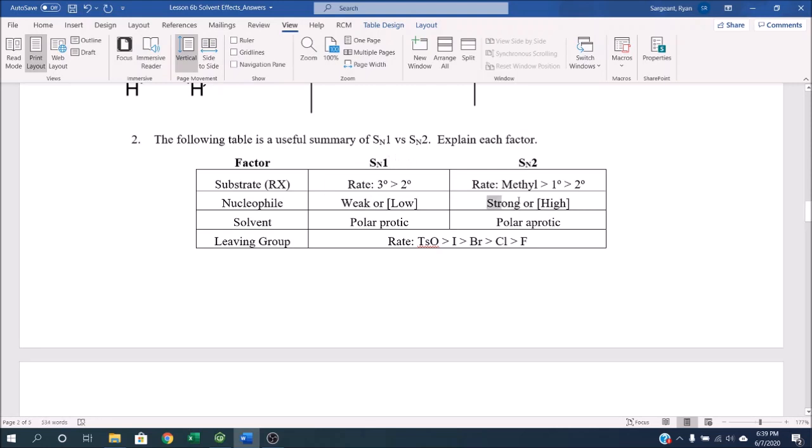A strong nucleophile doesn't have to wait for any type of carbocation to form, so it goes right to the SN2, where both the nucleophile comes in and the leaving group takes off in the same step.